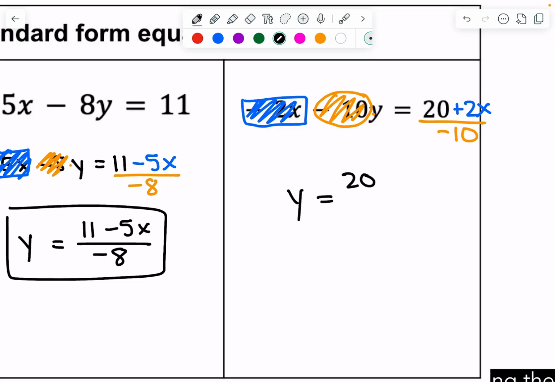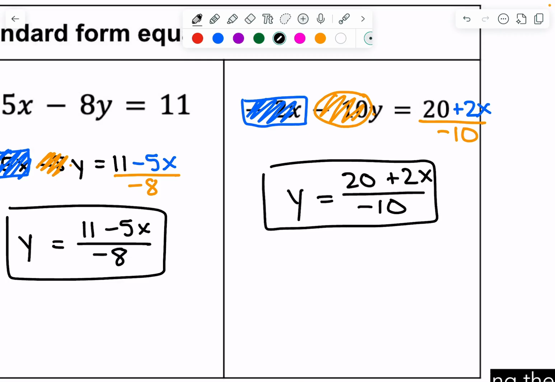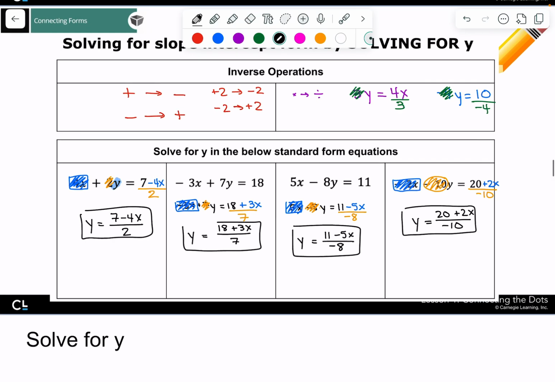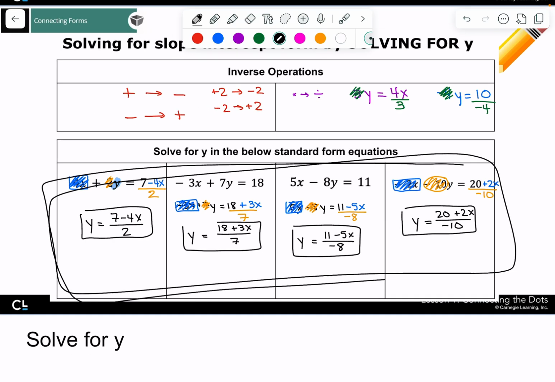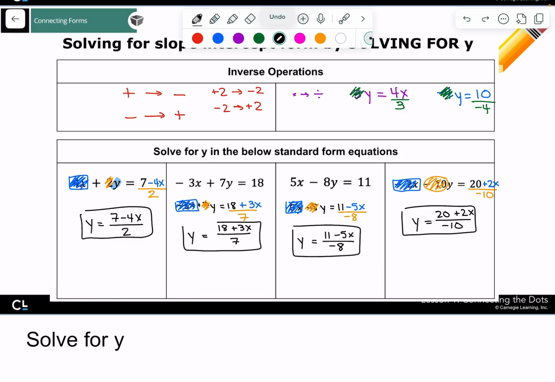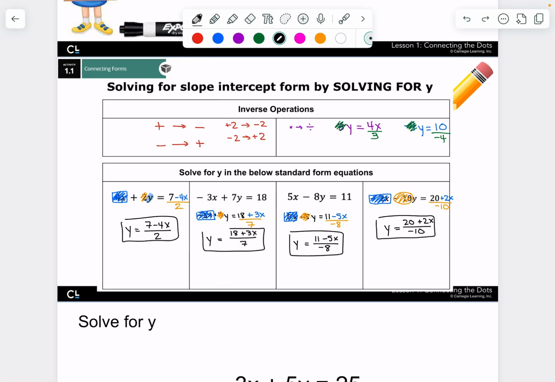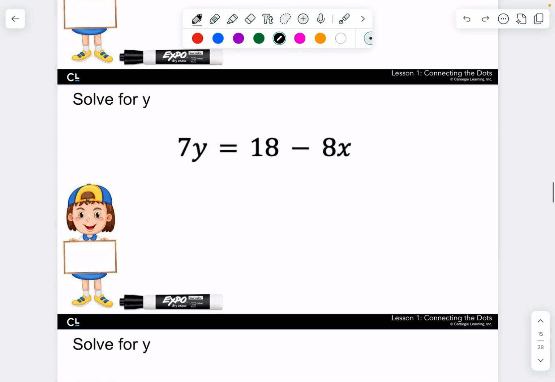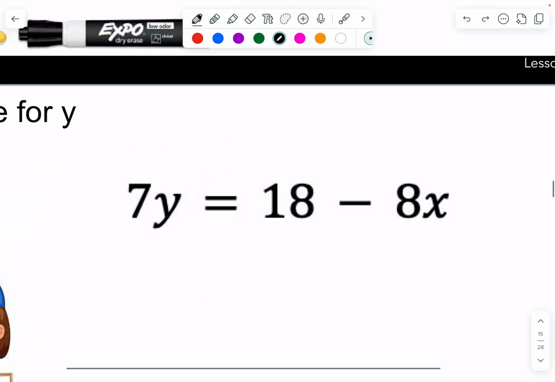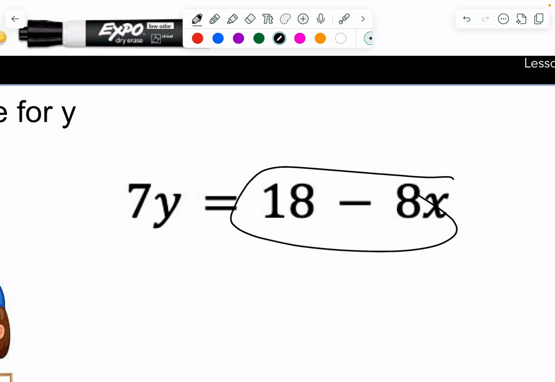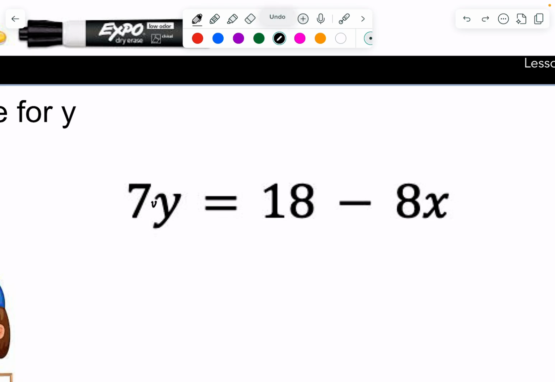So I have y equals 20 plus 2x over negative 10. And that would be my answer I use for Desmos. So really, this is just practicing what we are going to put in Desmos. Right now, we'll come up with the actual questions that you'll use for Desmos. But right here, this one's a little bit easier because they already kind of set it up for you. I only have y.